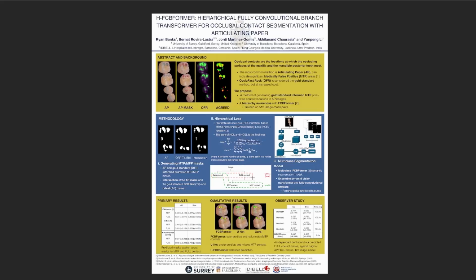We added upon the hierarchical cross-entropy loss function by Muller et al., which works by splitting the classes into a hierarchy, with leaf nodes of the hierarchy being the classes detected by the model. For us, this is background, medically true positive, and medically false positive, with non-detected parent class, which for our setting is the original articulating paper masks, which we refer to as full contact masks.